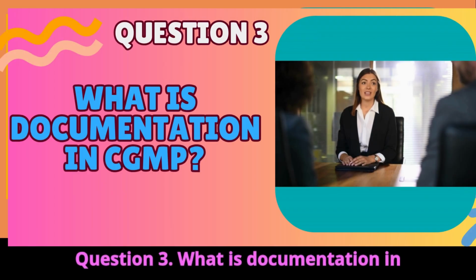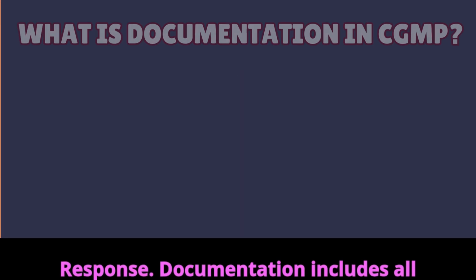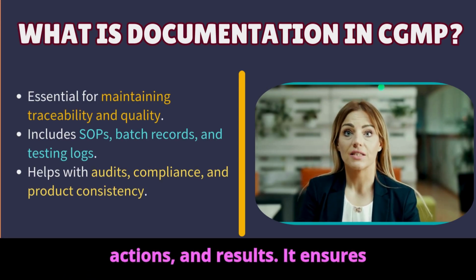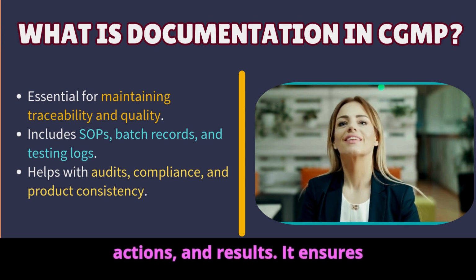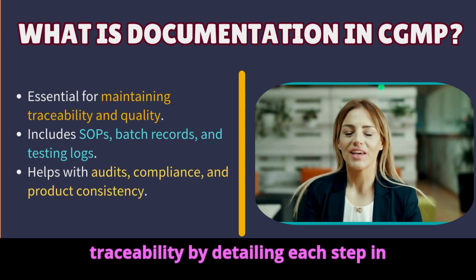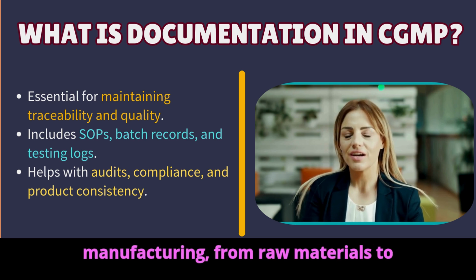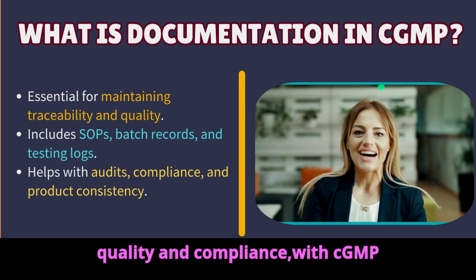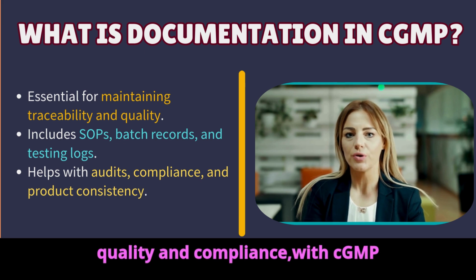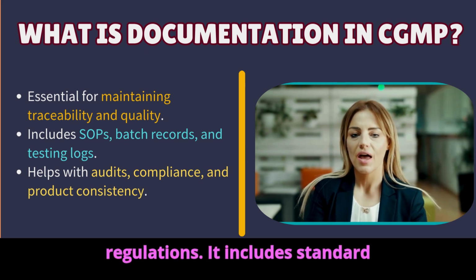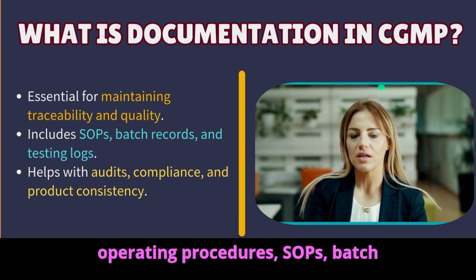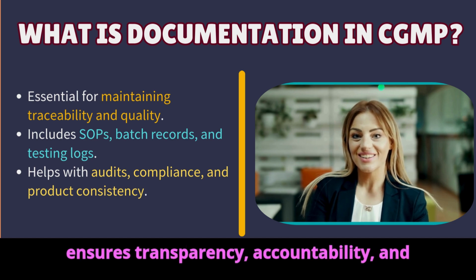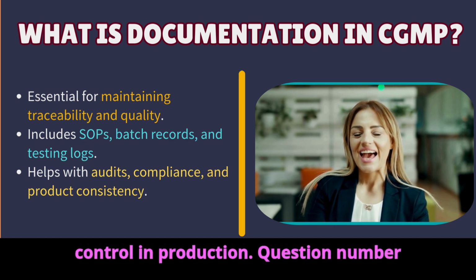Question 3. What is documentation in cGMP? Response. Documentation includes all records that describe procedures, actions, and results. It ensures traceability by detailing each step in manufacturing, from raw materials to final product testing. Proper documentation provides evidence of quality and compliance with cGMP regulations. It includes standard operating procedures, SOPs, batch records, and test results. This system ensures transparency, accountability, and control in production.